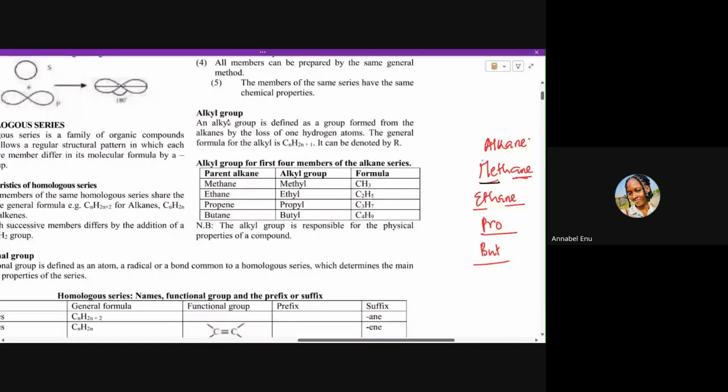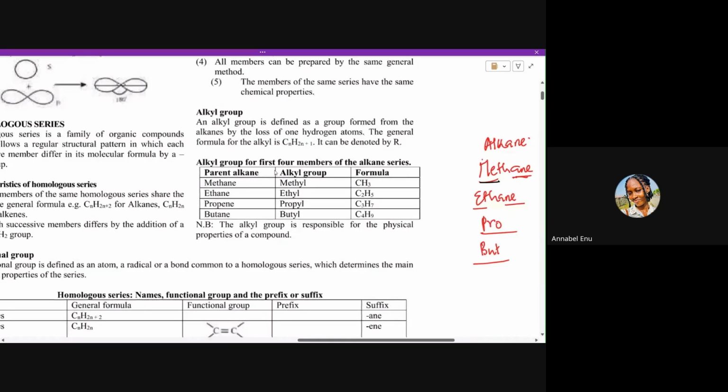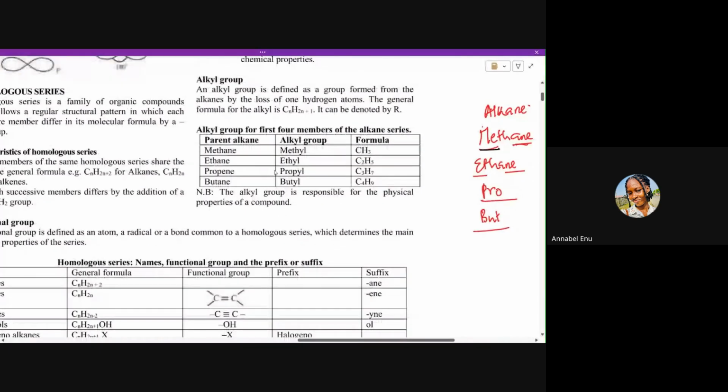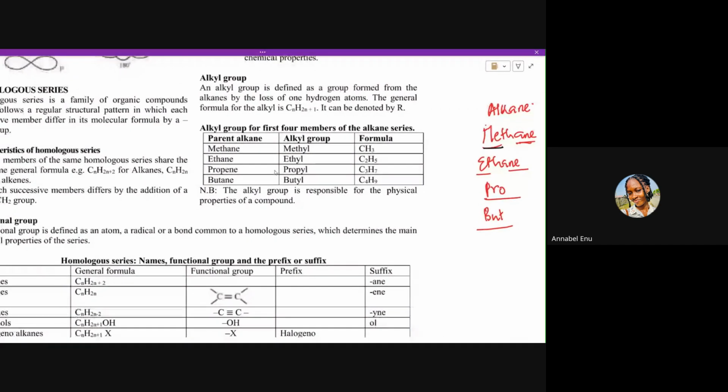So now, alkyl groups. Alkyl groups, as you can see on the screen, are groups formed from alkanes that have lost one hydrogen atom, so they are short of one. So the general formula is now CnH2n+1. Alkyl groups in a formula are usually written as substituents some of the time.